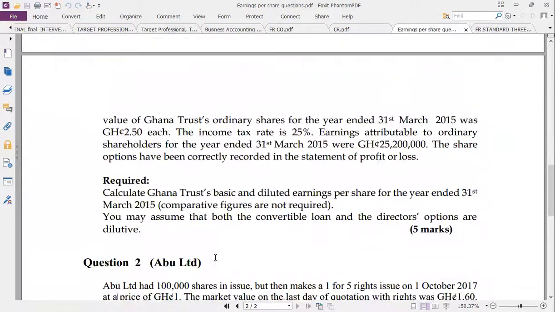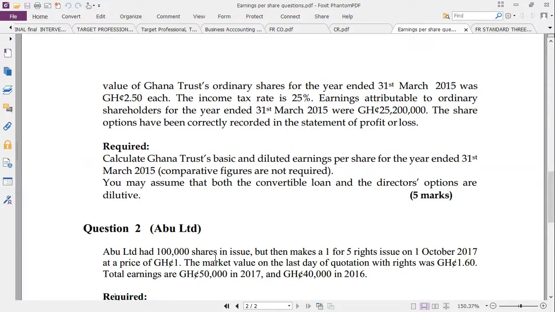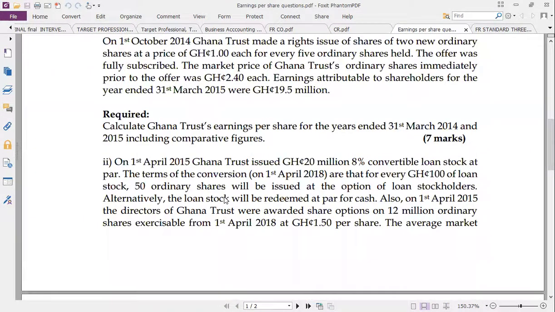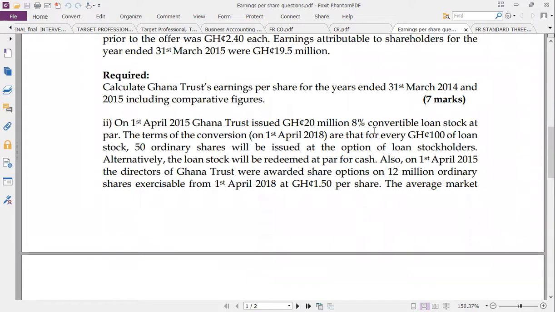Let's go to the second one. Now that we have read the requirements, calculate the Ghana Trust basic and diluted earnings per share for the year ended 31st March. Comparative figures are not required, so don't worry yourself about that. You may assume that both the convertible loan and the directors' options are dilutive. It is 8% convertible loan stock and then share options. So there's convertible loan stock in it, and then there were share options.